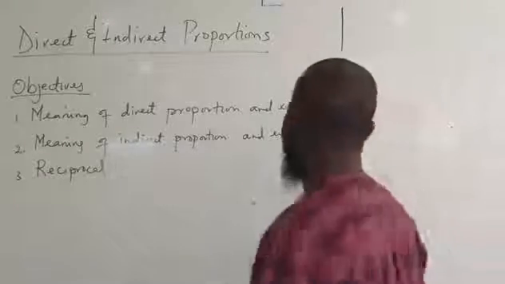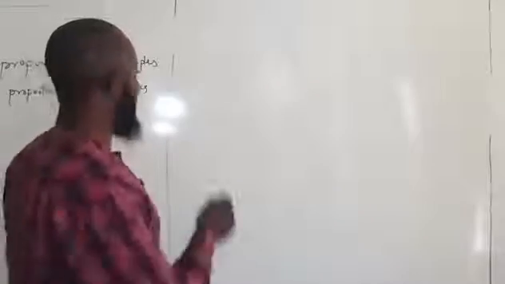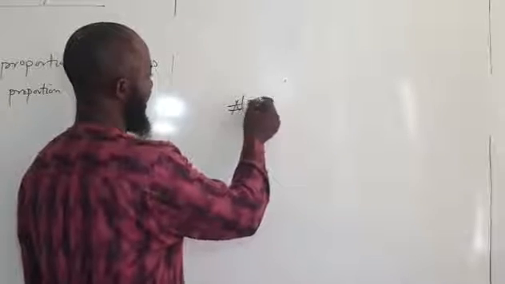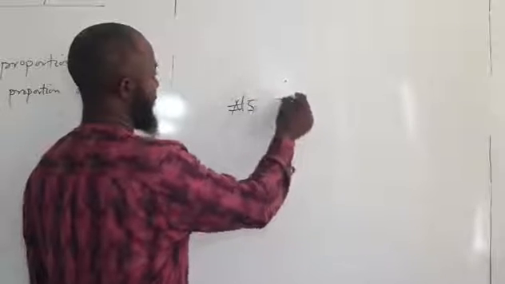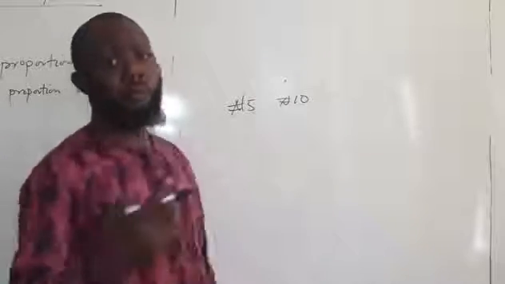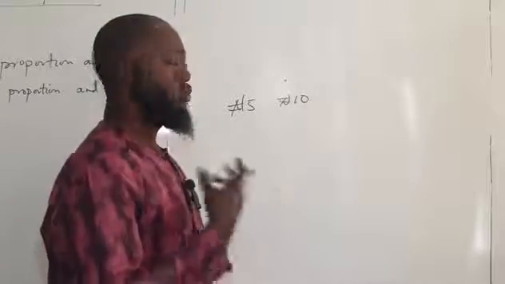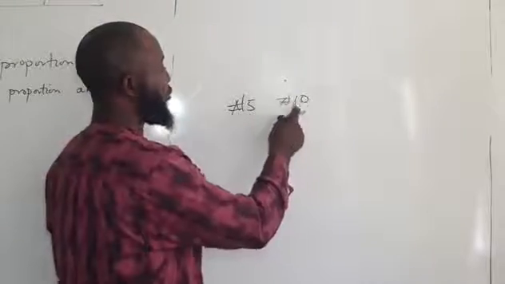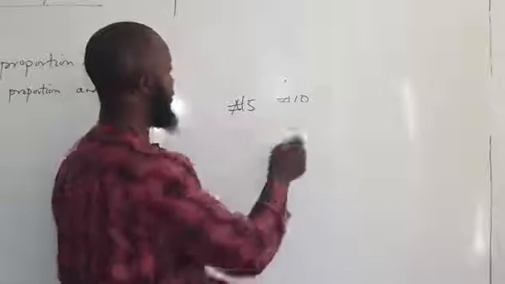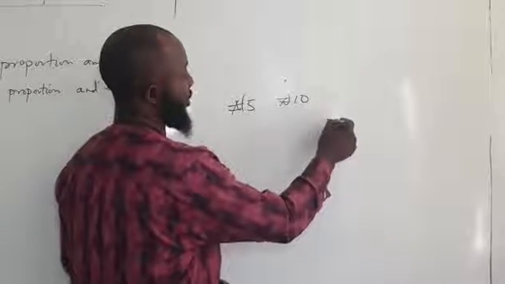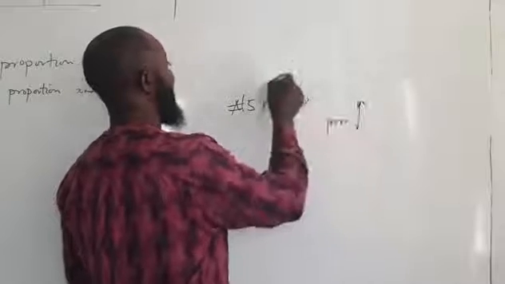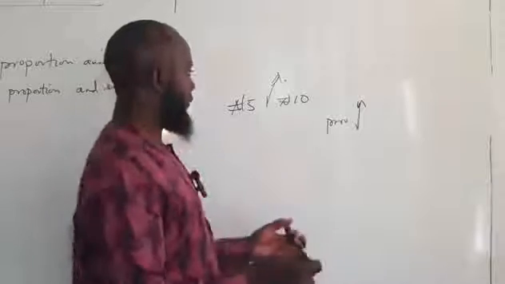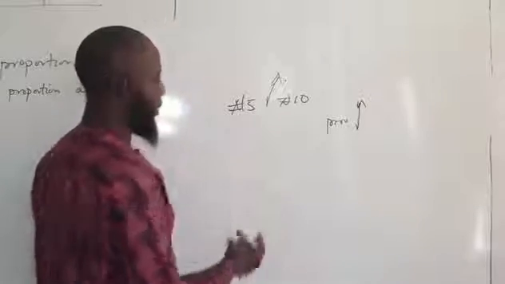So what do I mean by that? For example, let's take it to real life. If the price of a product is increasing, let's say from 5 naira to 10 naira, as a producer, you'll be willing to sell more at this price. So that means you want to produce more so that you make more profit. So this means that the production will increase because the price has already increased. Is that clear?